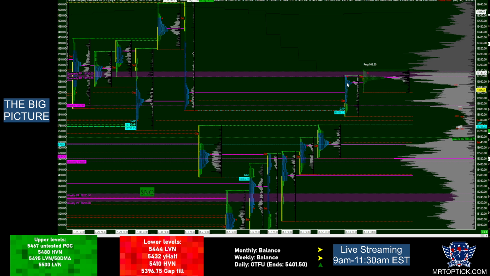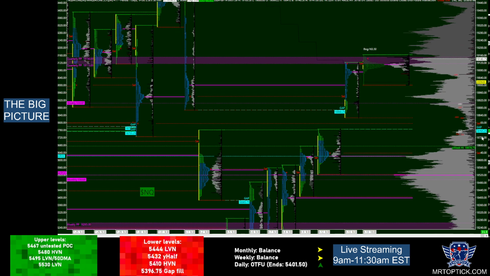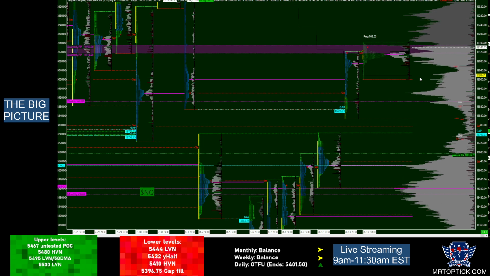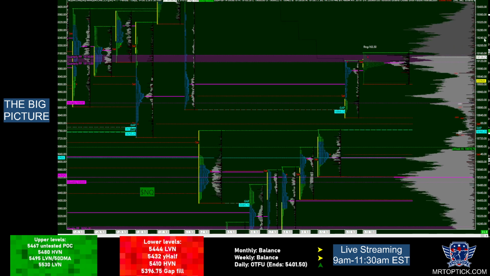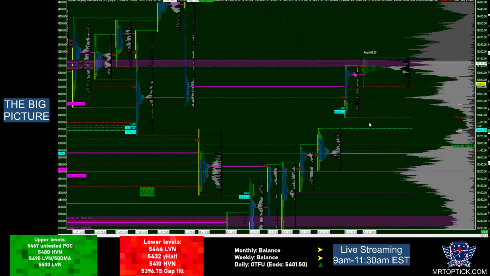But in the event that we get below the overnight session, 19,400 is support, and then below that, we're likely going to test this 18,940, which is this high volume node, and then there's the gap fill down here at 18,765.